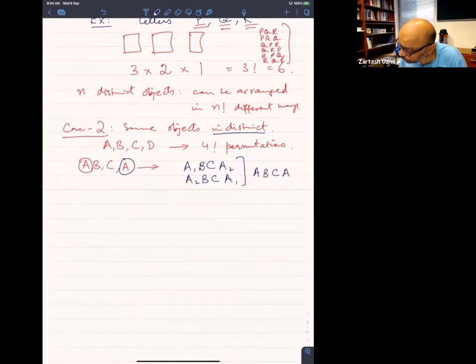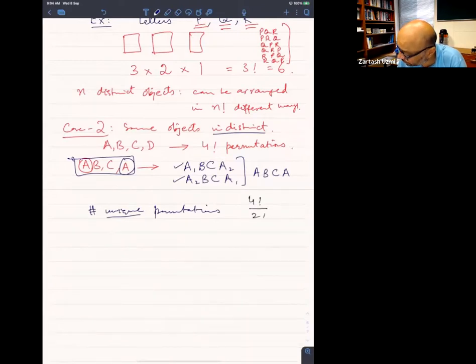So that means if I count the two A's separately, if I give 4 factorial as the answer, I will be overcounting. By how much am I overcounting? I am overcounting by a factor equal to the permutations of A1 and A2. How many permutations do A1 and A2 have among themselves? 2 factorial permutations. So I just need to divide by 2 factorial. So the number of unique permutations here is going to be 4 factorial divided by 2 factorial. Permutations are by definition unique, so there is no need to say it explicitly.